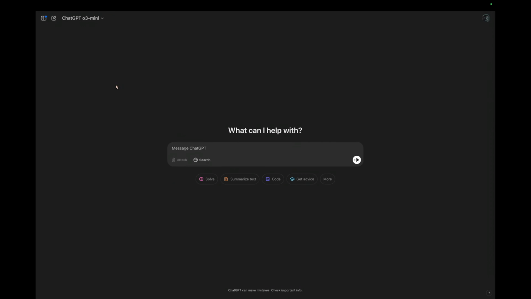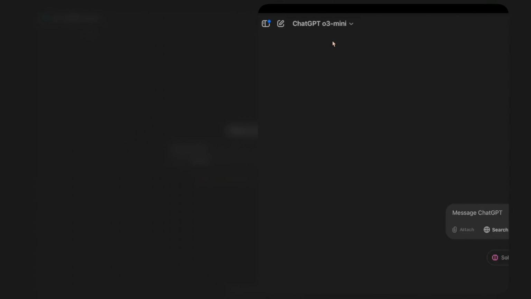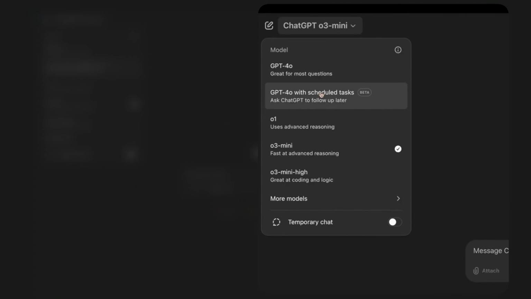So this is the first time I'm trying O3 Mini with you guys. At the top left corner, you can see that ChatGPT O3 Mini is selected. If you go to the drop down, you can see we have GPT-4, GPT-4 with scheduled tasks, O1, O3 Mini, O3 Mini High. And there is no O1 Mini because it is not required.